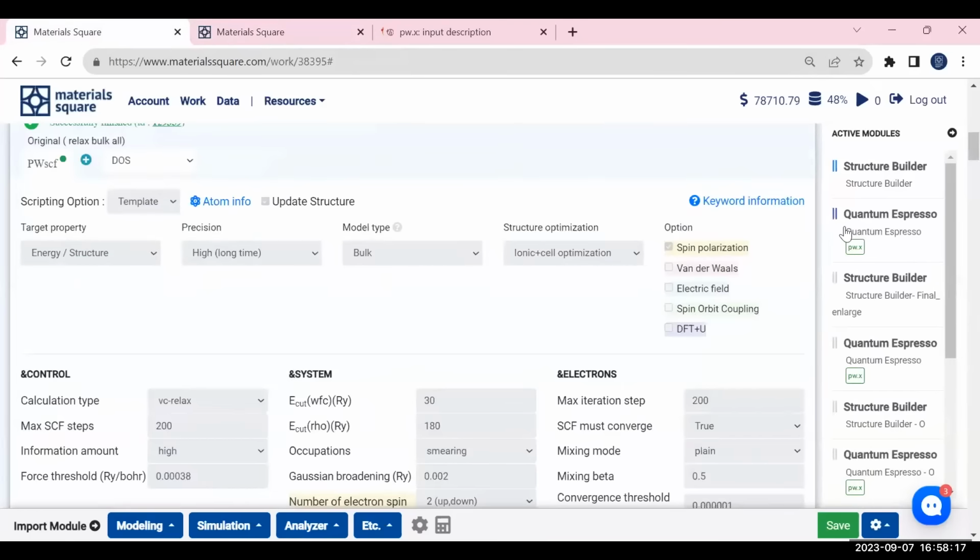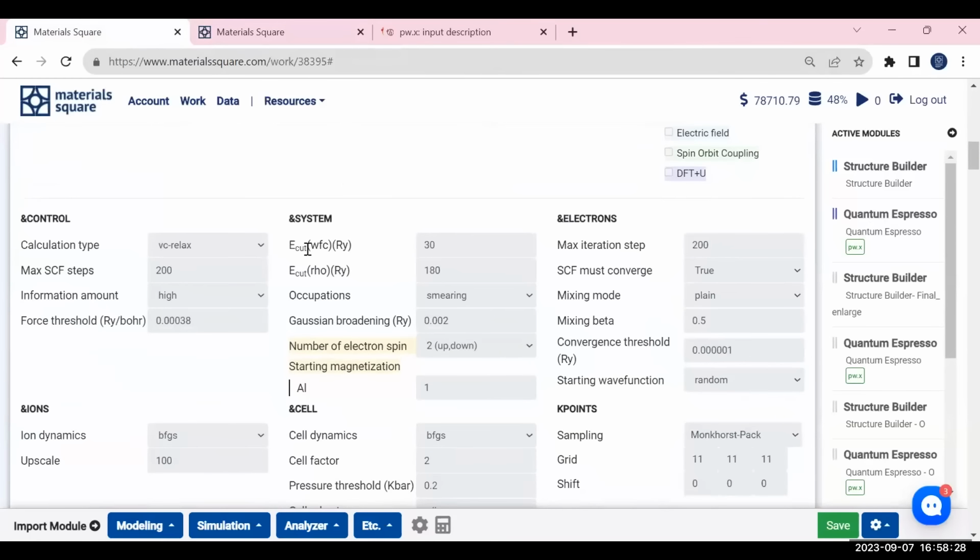Okay, the first one we have done is a DFT calculation, and the structure was bulk. We have done full structure optimization with ion optimization. We chose the spin polarization. The energy cutoff was 30, 180. I didn't change it because the purpose of this simulation is not a very highly accurate result, but just to show you the calculation, okay?